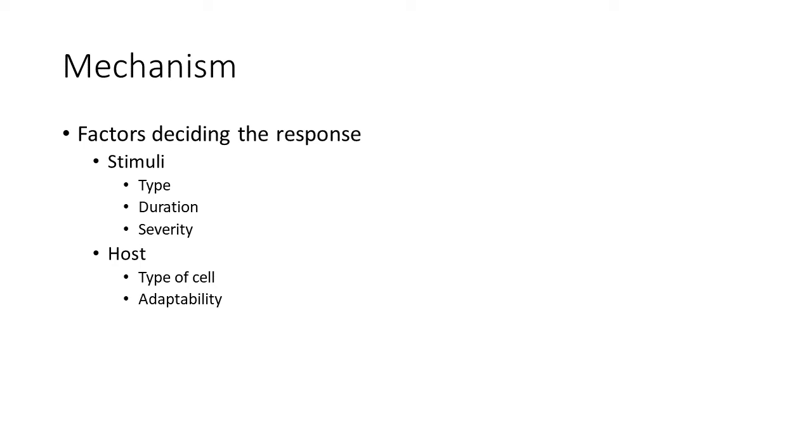The factors pertaining to the host include the type of cell, what type of cell it is. For example, a skeletal muscle cell can withstand hypoxic injury for a longer time than a cardiac muscle cell. Okay. So what type of cell it is, and also the adaptability of the cell. Some cells are more adaptable to certain injurious stimuli than others. So the host factors include the type of cell and the adaptability of the cell.